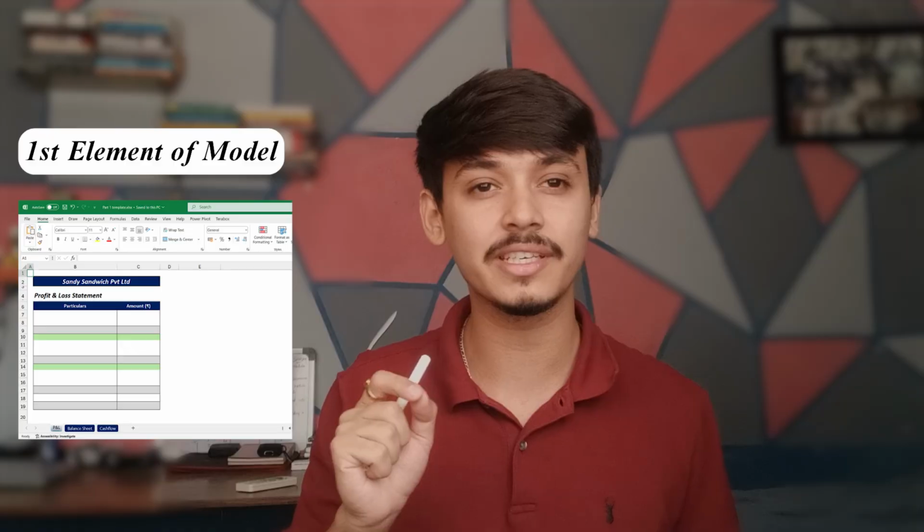Before building a financial model, it is very important to understand how the financial statements are structured for a particular company. In this video, we are going to understand the first element of a financial model, that is the profit and loss statement. Here we will understand each and every line item of the P&L statement using a case study of Sandy Sandwich Private Limited Company, which is a startup in the F&B segment. Modeling the current P&L statement will help us to take good assumptions for the future forecast.